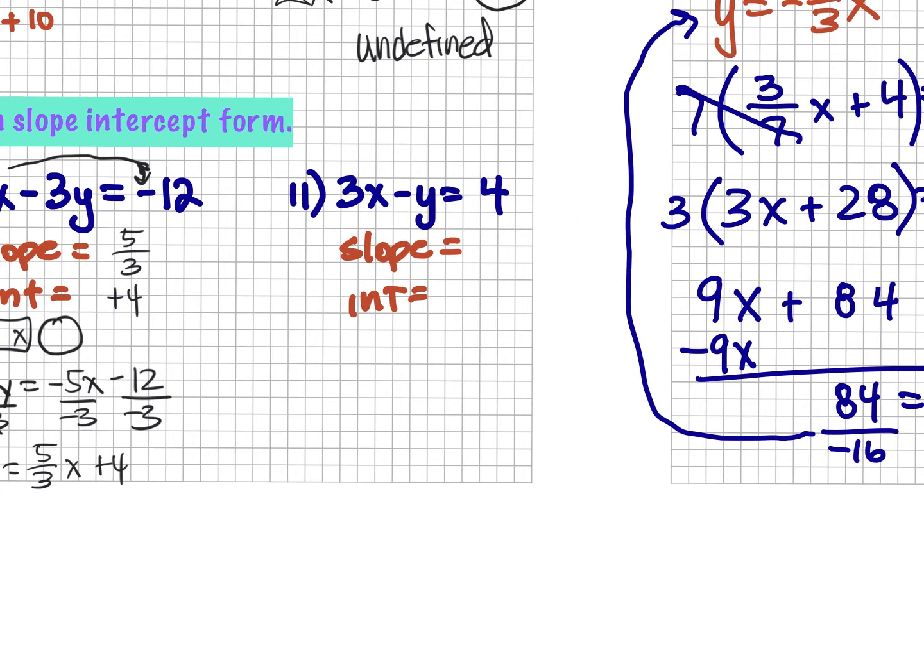All right, same thing over here. This guy needs to go over to go from standard form into slope-intercept, and we get -y equals -3x plus 4. Divide by -1 because we can't have a negative with it, so basically y equals 3x minus 4. The slope is 3, the intercept is -4.